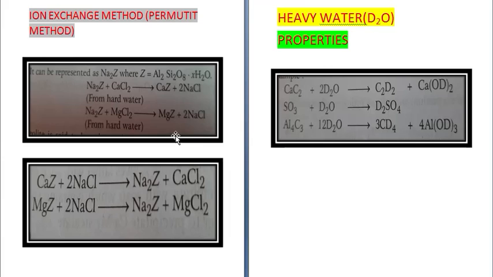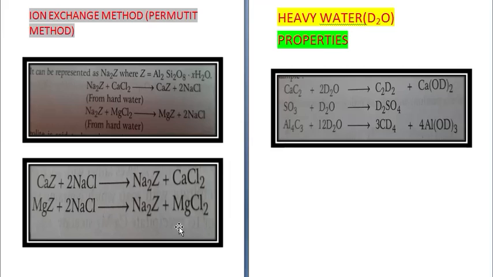Zeolite is said to be exhausted as sodium is consumed, which is regenerated by treatment with NaCl solution. So CaZ can be treated again with NaCl to give you Na2Z. This is again zeolite, Na2Al2Si2O8.xH2O, plus CaCl2, and here also MgZ plus 2NaCl will give you Na2Z plus MgCl2. So this is important. It is often asked what are zeolites.